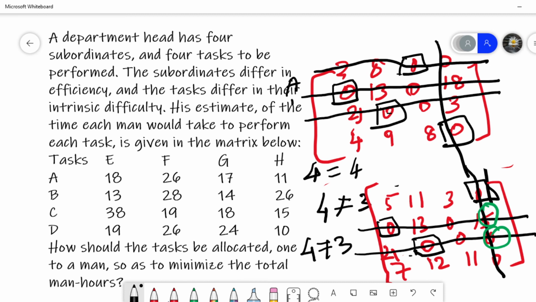So it is A, it is B, it is C, it is D, then it is E, it is F, it is G, then it is H. So task A is done by the subordinate G. Okay, so A to G. Then task B is done by the subordinate E. Next, task C is done by subordinate F. Then task D is done by the subordinate H.